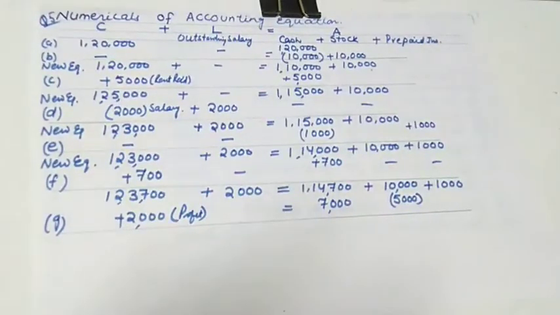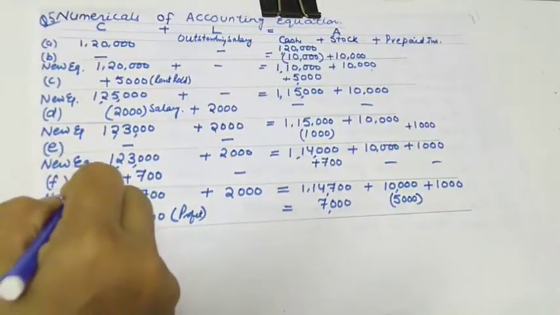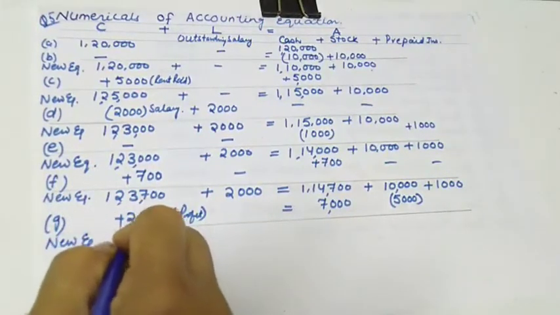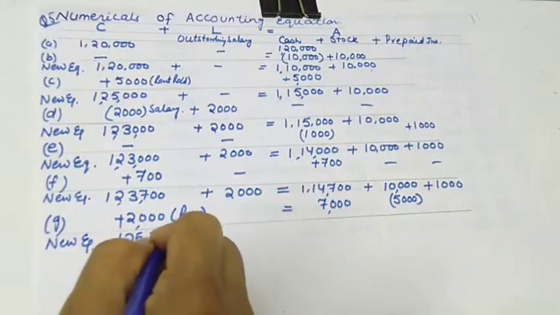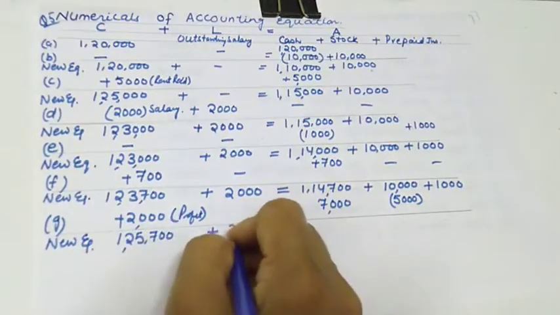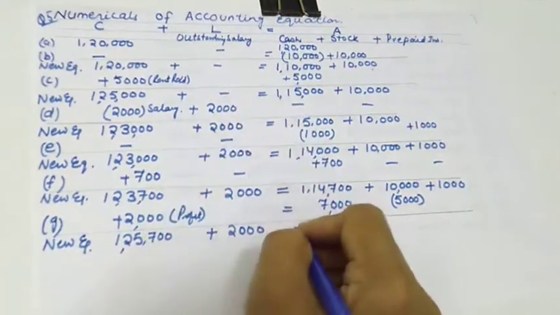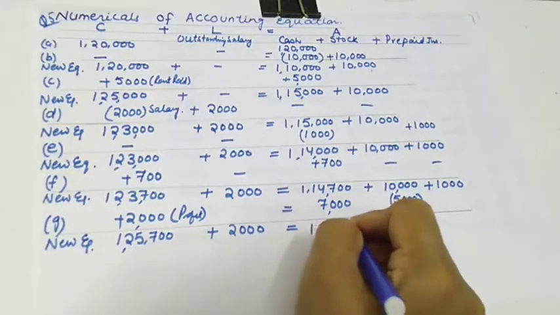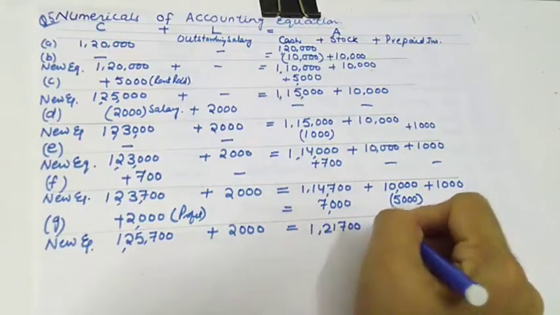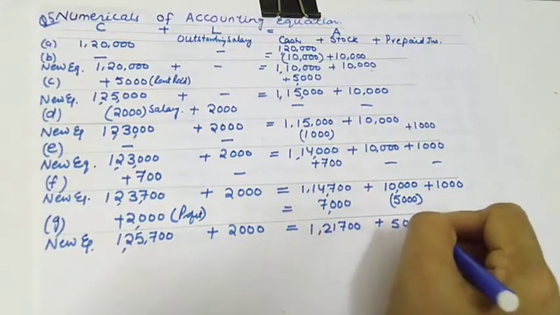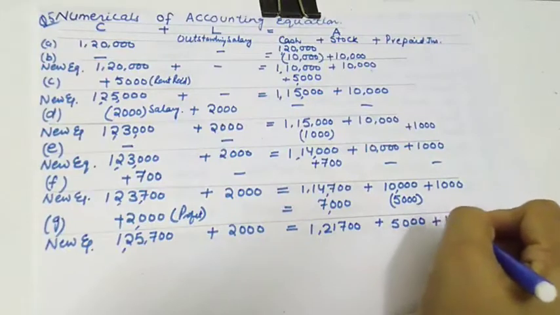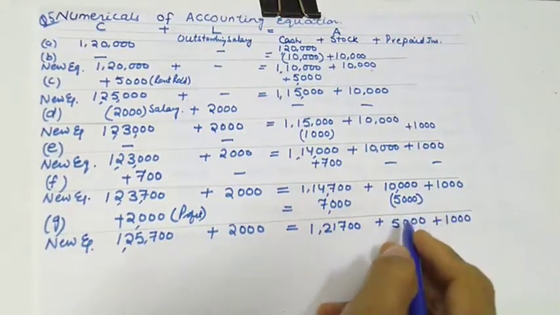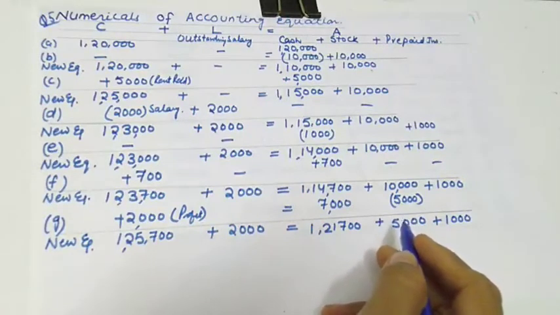Your new equation, this was also your new equation, and now after this your new equation will be, your capital will be 1,25,700 plus 2,000 as outstanding salary, and 1,21,700 plus 5,000 for stock and 1,000, because stock will reduce by 5,000. So I hope you are getting this.